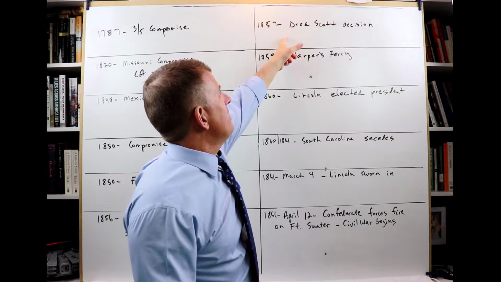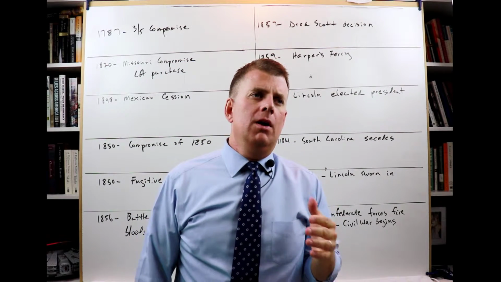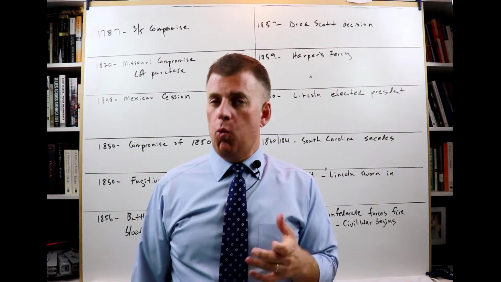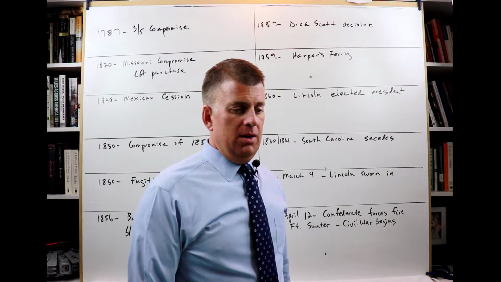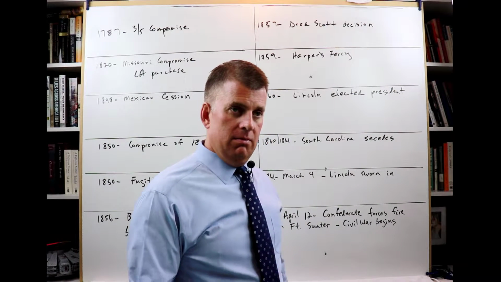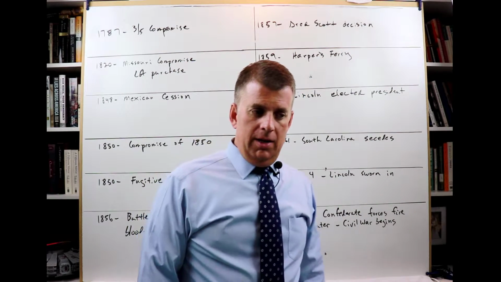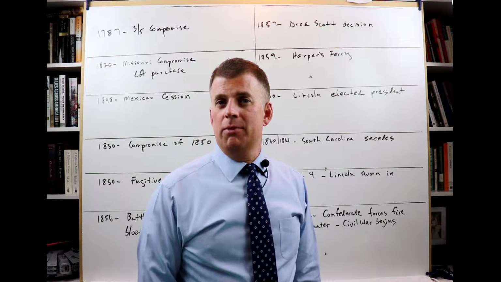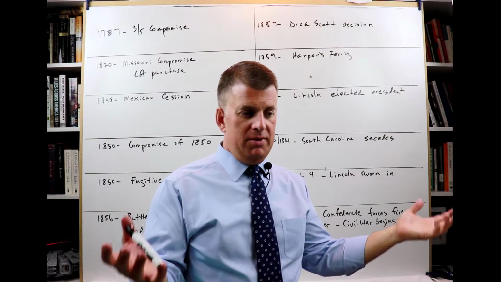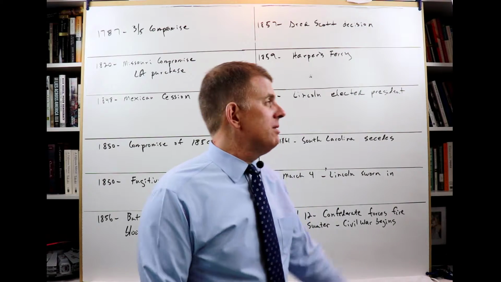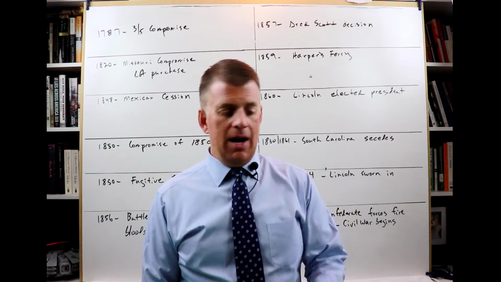Then we get the Dred Scott decision. It's a Supreme Court decision, Supreme Court case. Arguably, at least from my point of view, the worst Supreme Court case in the history of Supreme Court cases, even worse than Plessy v. Ferguson, which said that segregation was okay. Well, this one said, the Supreme Court said that African Americans weren't even people, that they were property, that slavery was fine. Slavery's okay because African Americans are not people. That's what the court ruled. Most of the justices on the court at the time were from the South.